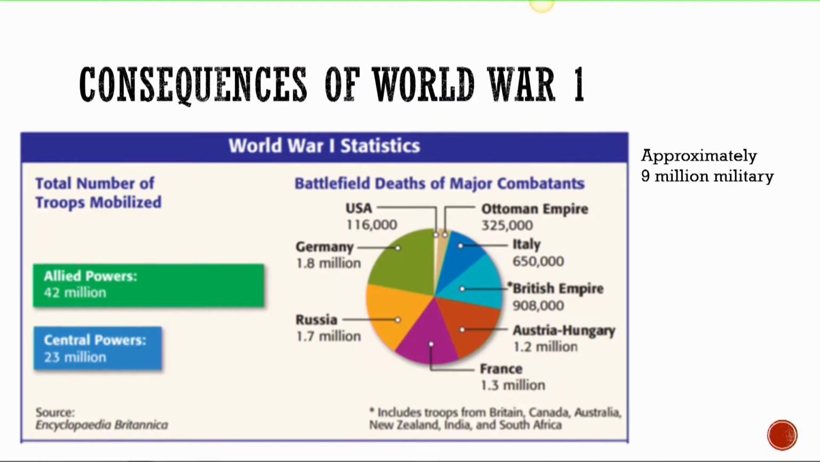And as you can see from this graphic, this represents the battlefield deaths. They're fairly evenly distributed among those that participated in World War I. Now, the U.S., who came in later in the war, had a lot less battlefield deaths, but nevertheless, each one of these individual deaths was significant. So one of the consequences is the loss of human life.